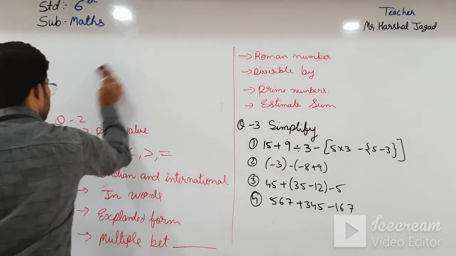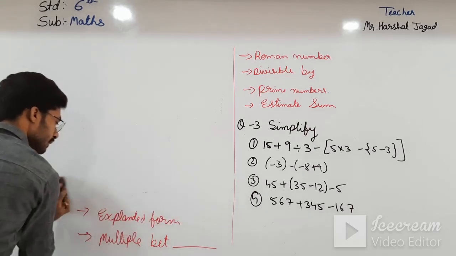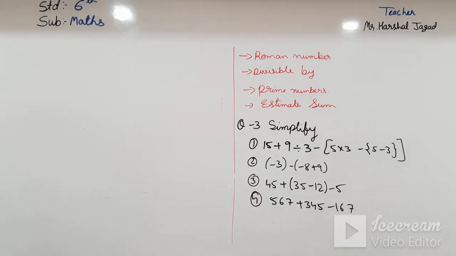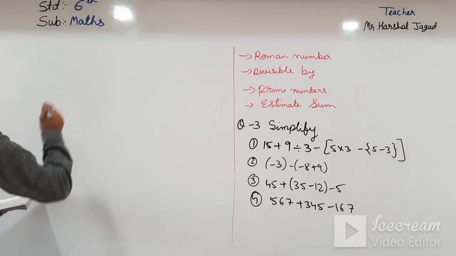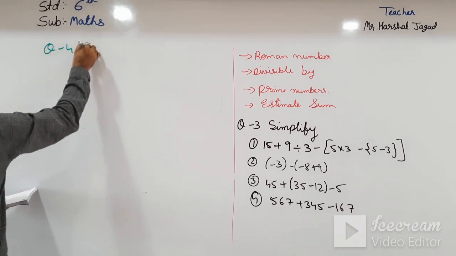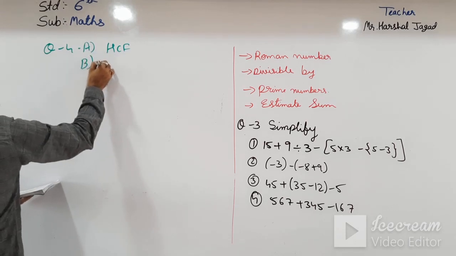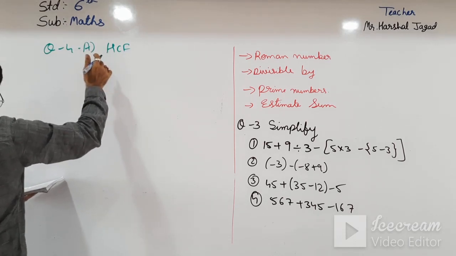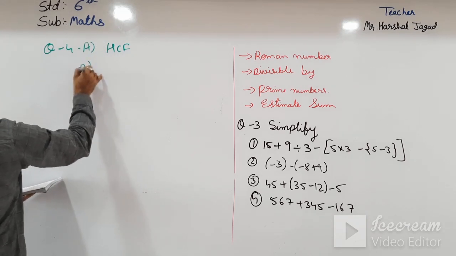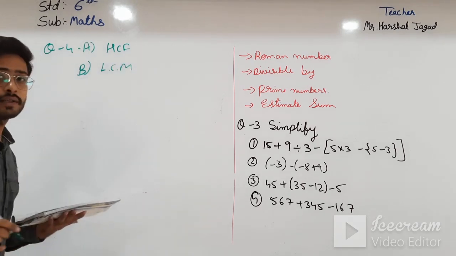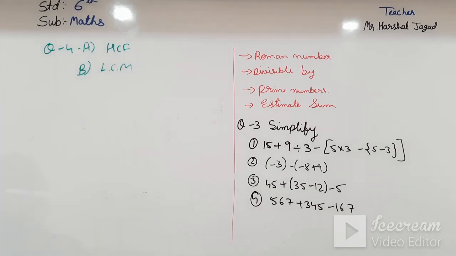Question number 4a, that is, it will be HCF and B also, sorry, in A there are two sums, both are of HCF, and in question 4b, that is LCM. Okay students, so question 4a is HCF and question 4b is LCM. And from that you have to do any 5 of HCF and LCM.